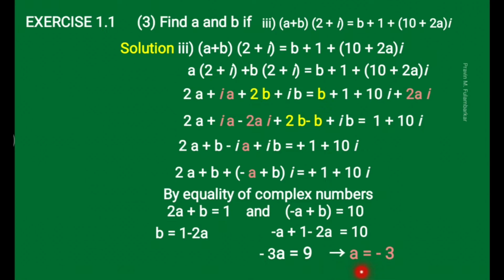Now substitute this value a equals minus 3 in the equation b equals 1 minus 2a. So after substituting a equals minus 3 in this equation, we get 1 plus, because minus 3 into minus 2, minus minus plus, so 1 plus 6, which is 7. That means the value of b equals 7.